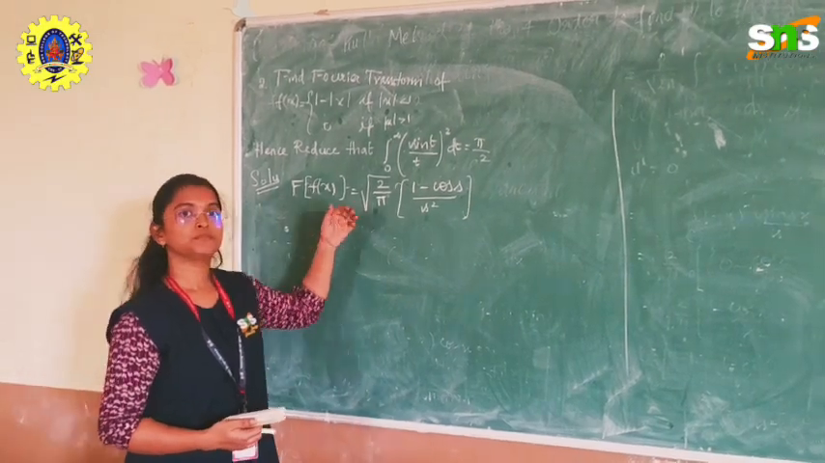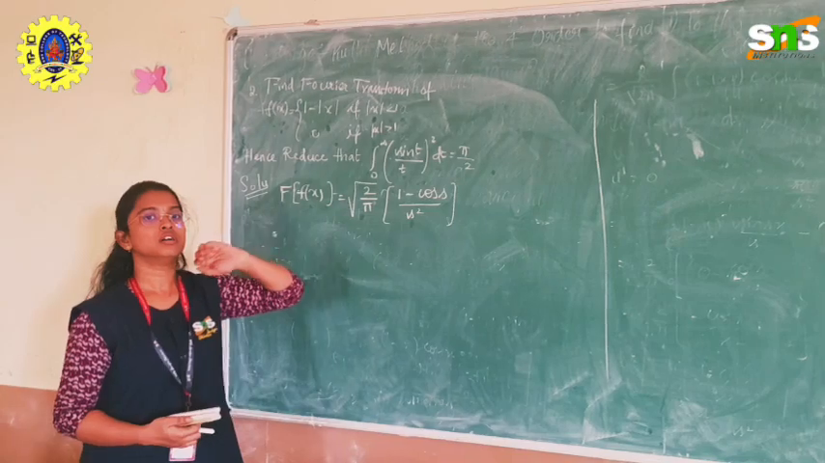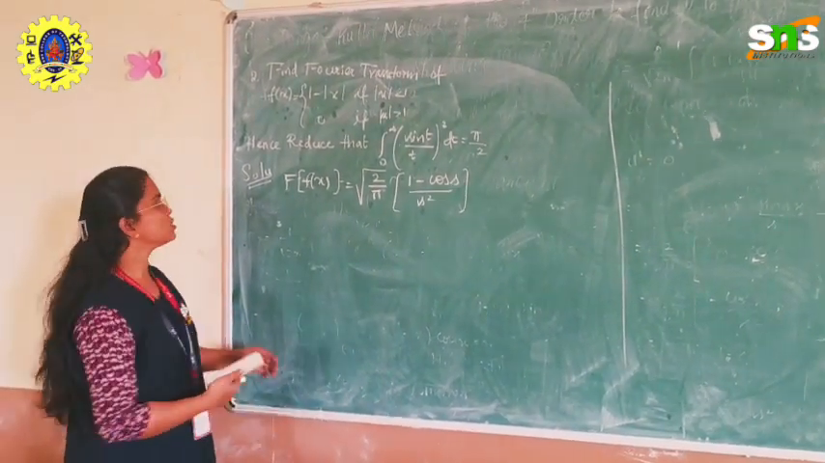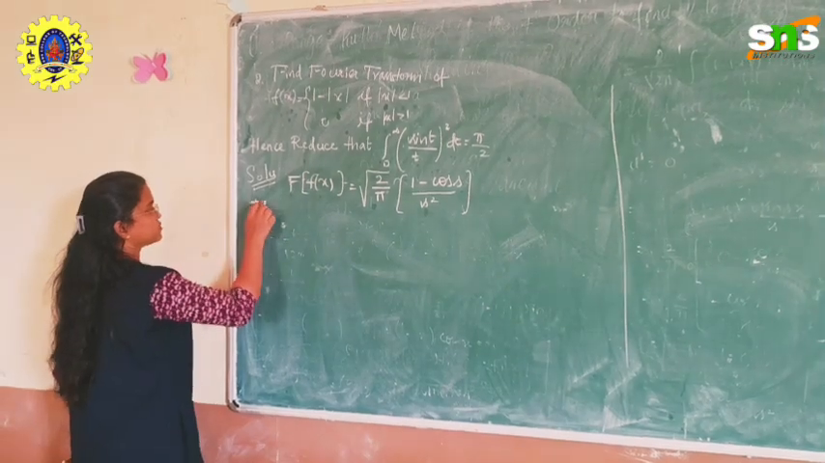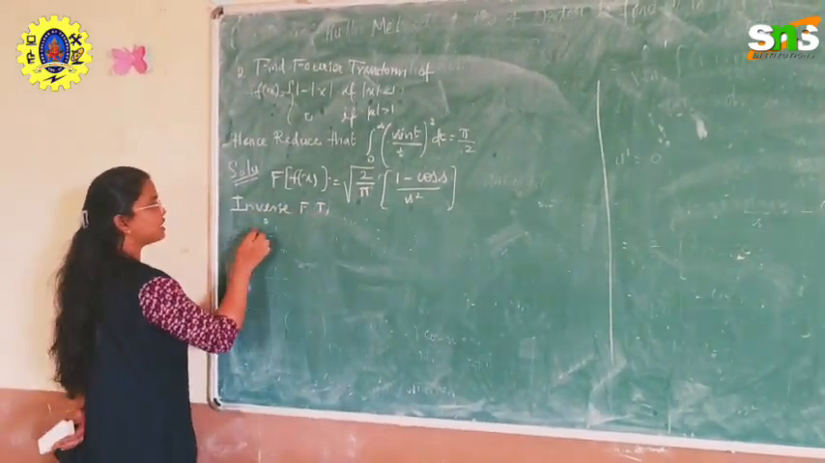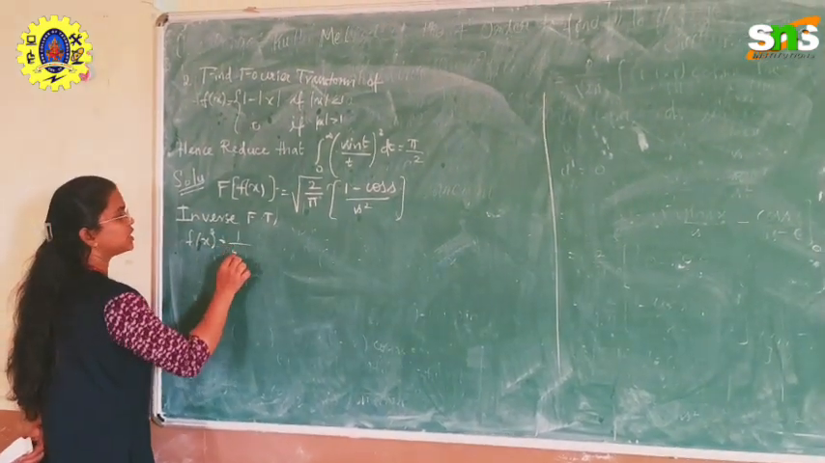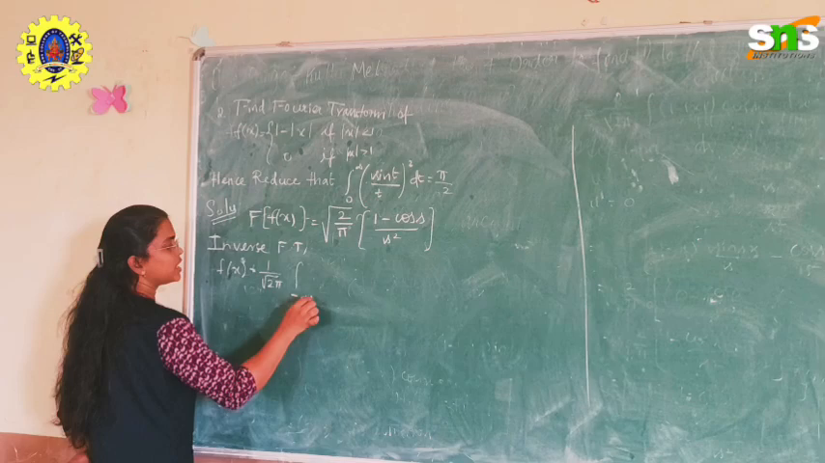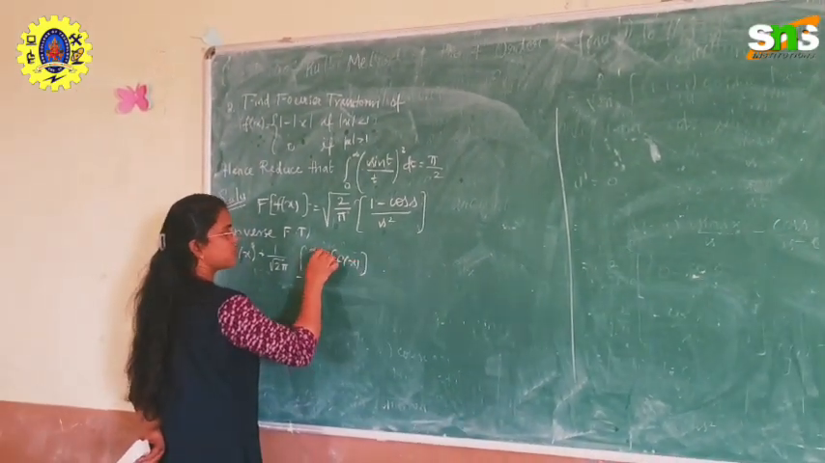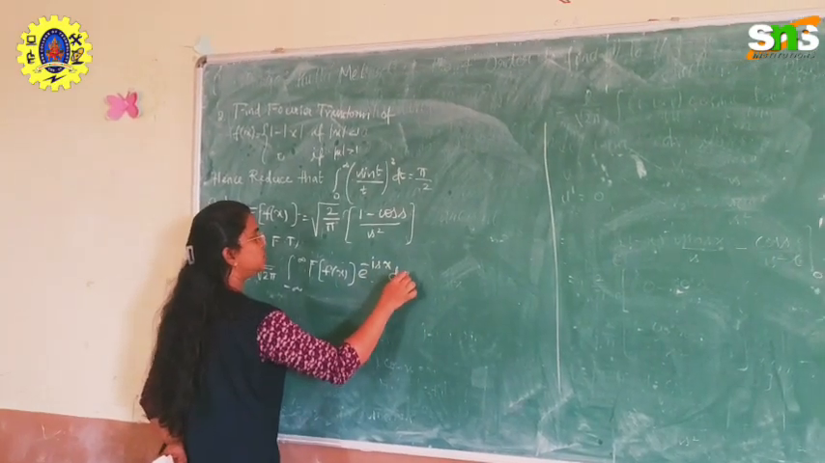If it is a higher power than this, you have to find that function with the use of Pascal's identity. So now I am just taking the inverse Fourier transform. The formula for the inverse Fourier transform is f of x is equal to 1 divided by root 2 pi integral minus infinity to plus infinity F of s, which is the Fourier transform of f of x, e power minus isx into ds.